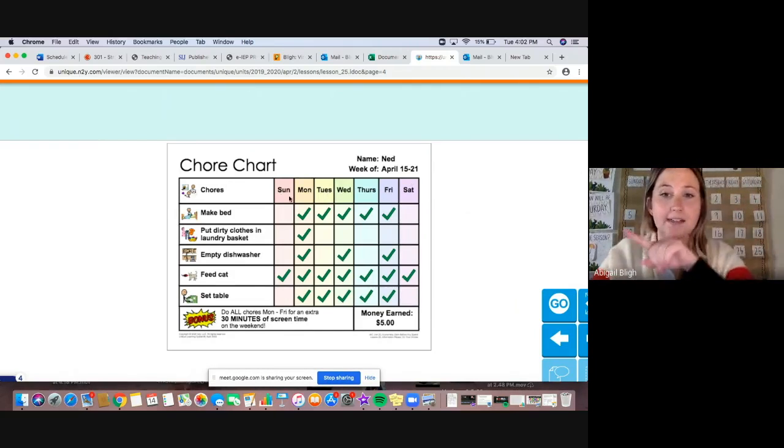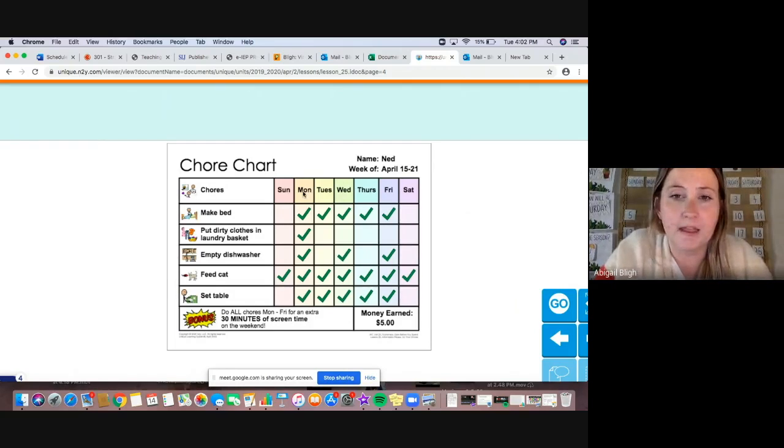Now on the x-axis on the top right here, it has the days of the week. So we have Sunday, Monday, Tuesday, Wednesday, Thursday, Friday, and Saturday. And so on this graph, what they're showing us is what chores Ned does on what days of the week. So if we look here, to see what days of the week Ned does each chore, I'm going to look at the chore.